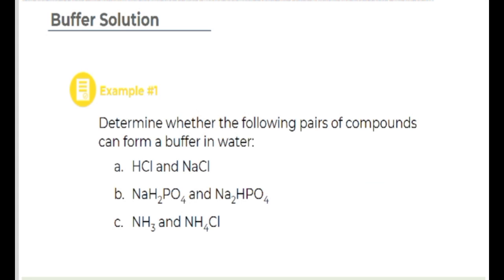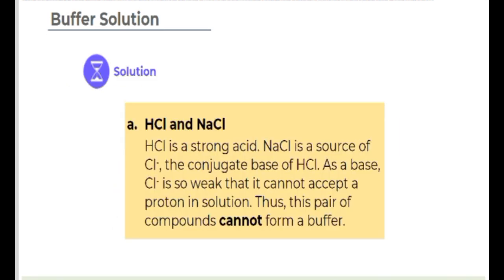Example number 1. Determine whether the following pairs of compounds can form a buffer in water. Solution: A. Hydrochloric acid is a strong acid. Sodium chloride is a source of chloride ion, the conjugate base of hydrochloric acid. As a base, chloride ion is so weak that it cannot accept a proton in solution. Thus, this pair of compounds cannot form a buffer.